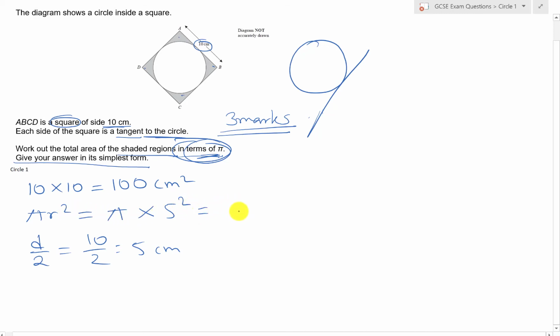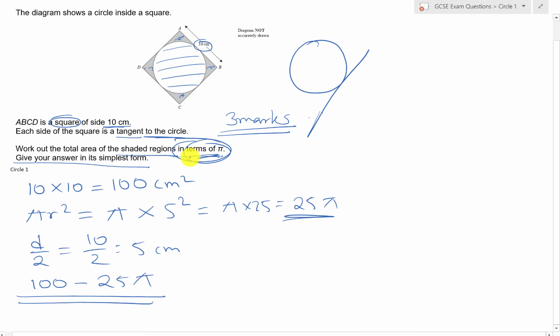And that gives us an answer of pi times 25, which you can simplify to 25 pi. Okay, now we want to work out the shaded region. So we need to take away the area of the circle from the area of the square, and that will give us the shaded region. So the area of the square is 100 centimeters squared, take away the area of the circle, 25 pi. And we left it in terms of pi.